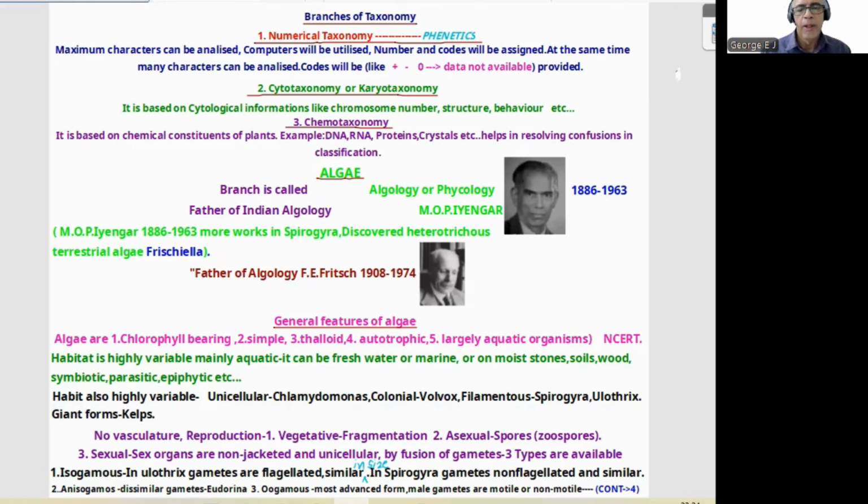Next is cytotaxonomy or karyotaxonomy. It is based on cytological information like chromosome number, structure, behavior, etc. Now comes chemotaxonomy. It is based on chemical constituents of plants, for example DNA, RNA, protein crystals, etc. And that helps in resolving confusion in classification because biochemistry can solve many issues. I think the branches of taxonomy are clear to all of you, 3 branches.